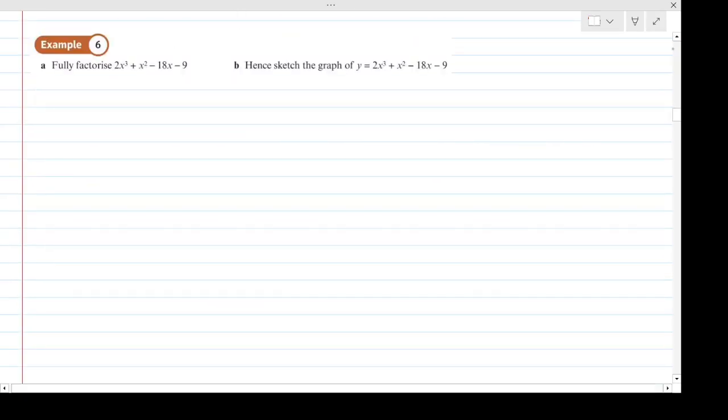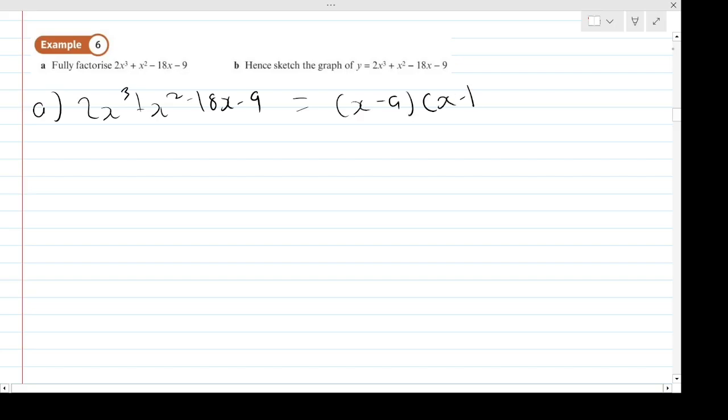Okay, cool. Example 6 then, we need to fully factorise 2x cubed plus x squared minus 18x minus 9. So fully factorise means we need to factorise it into factors. It's a cubic, so we'd expect 3 factors of x if we were to fully factorise it as much as possible. So it would look like x minus a, x minus b, x minus c. Obviously, I don't know what these numbers a, b and c are, but that's what I expect it to look like. It's 3 different factors of x.